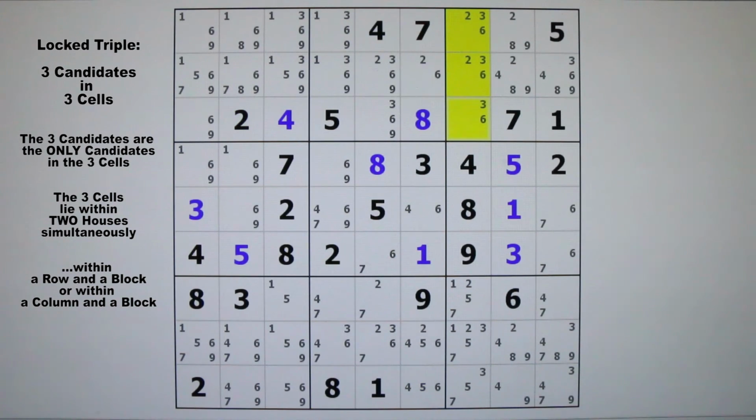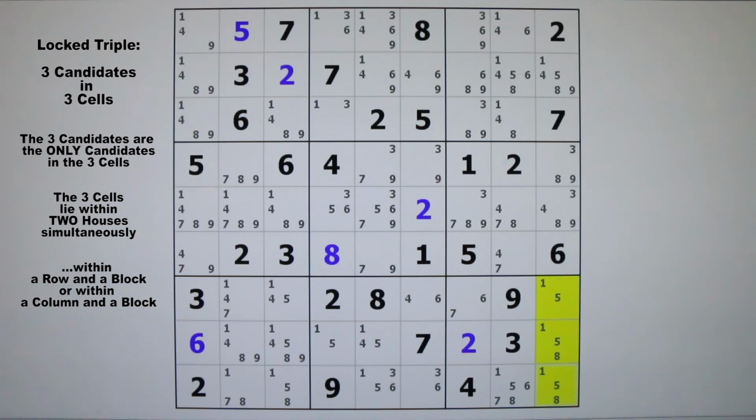Here we have a naked triple of 2, 3, and 6. It lies in column 7 and block 3. So we can eliminate the 2s, the 3s, and the 6s from the column. And we can eliminate the 2s, the 3s, and the 6s from the block. So there's 2, 2, 3, and 6. These are very easy to see when they come up, but they're not going to be as common as naked triples. Okay, let's take a look at the next one.